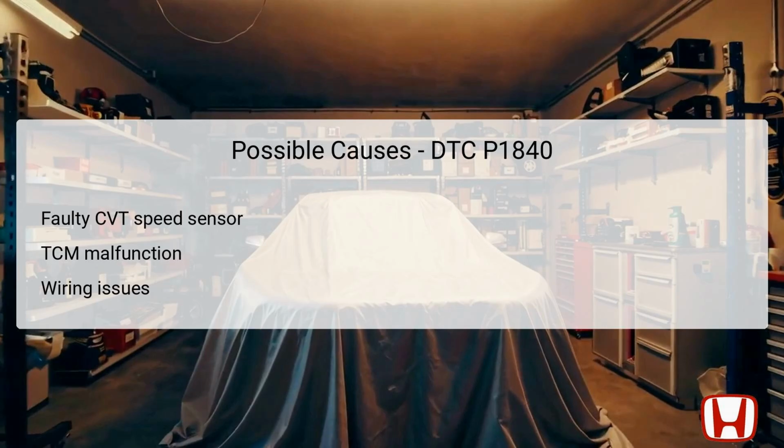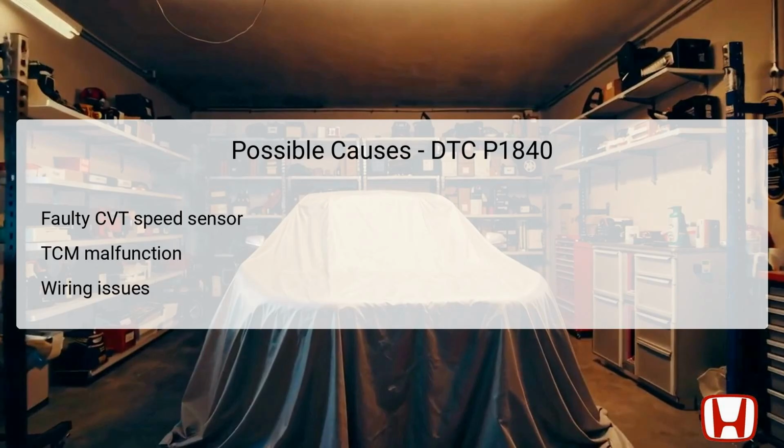Understanding the possible causes of DTC P1840 is vital for troubleshooting. A faulty CVT speed sensor is the most common reason for this code, as a defective sensor may not relay accurate speed data to the TCM, causing mismatches in performance. Another potential cause is a malfunction in the TCM itself. If the module fails to interpret the sensor data correctly, it could generate this error code.